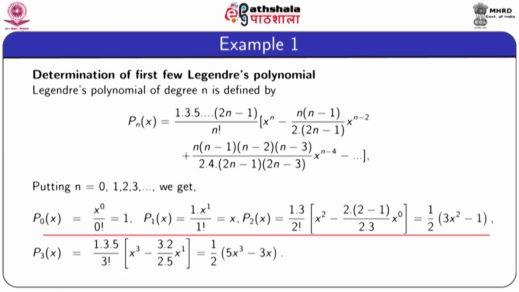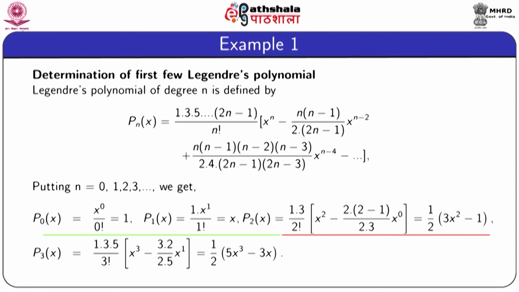So, in P0(x) you get x to the power 0 by 0 factorial and the value is 1. For n equal to 1, if I put n equal to 1 here, I get 2 minus 1 which is 1. So, it will stop here. Then x to the power 1 divided by 1 factorial, and for n equal to 1 all these other terms become 0. So, that is why you get P1(x) equal to 1 into x to the power 1 by 1 factorial, which is equal to x.